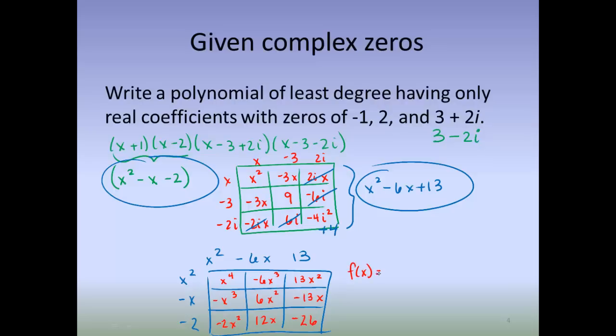f of x equals x to the 4th minus 7x cubed. I've got, let's see, negative 2, positive 6, and a positive 13 gives me 17x squared, minus x, minus 26. This is a polynomial of least degree having only real coefficients with zeros of negative 1, 2, and then my complex zeros of 3 plus 2i and 3 minus 2i.